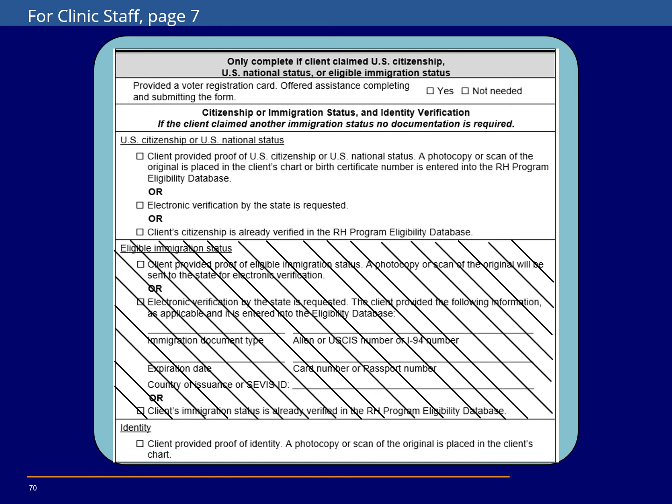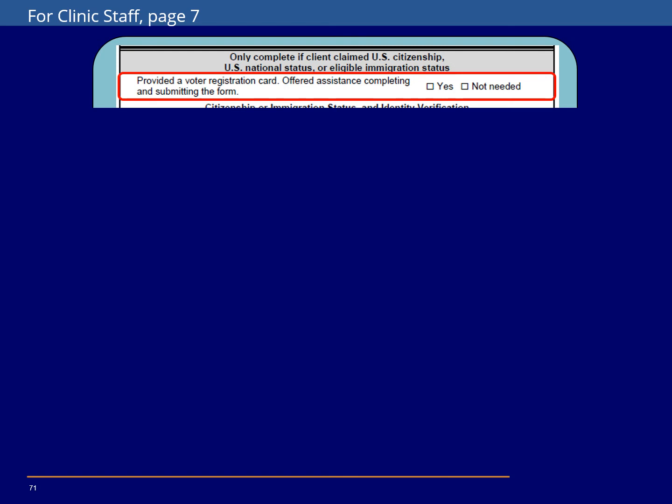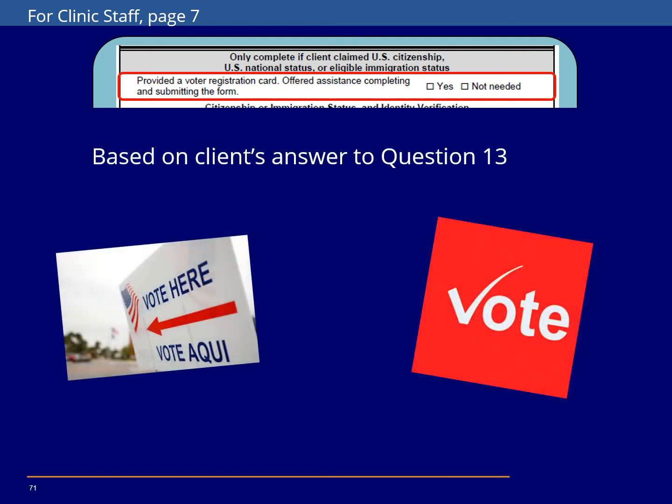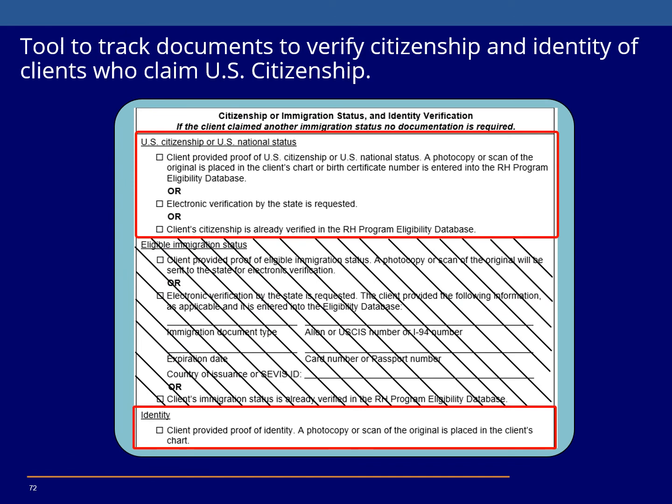Now I'll go over the rest of the page, which is only relevant if the client marked you as a citizen. The first part is to ensure that clients who answered yes to the voter registration question receive a voter registration card. The rest of the page is just a tool to track how citizenship and identity are verified for clients who mark you as citizen.